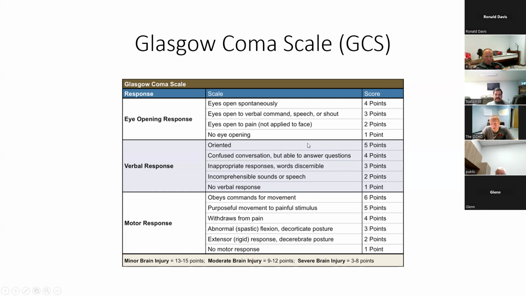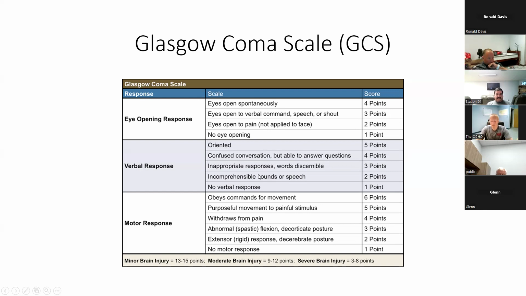So a tip for learning this category is if you look at these 5 different points, you can see that they go from good and it's less, less, less, less. So they're good, they're confused but they can answer questions, they have inappropriate words, inappropriate sounds, they can't even make words here, and then no response. So it just goes downhill in each one of these categories. So that's a little bit of help on that.